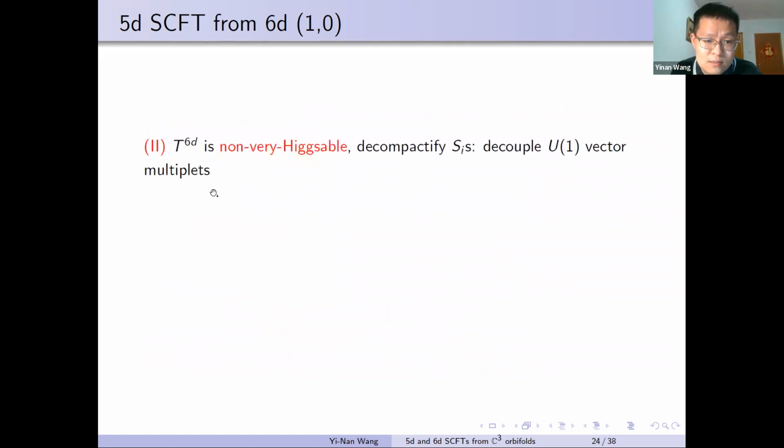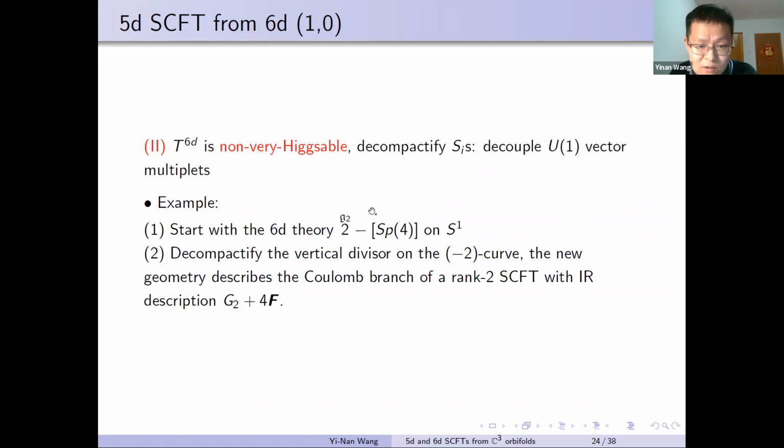And then when T6D is non-very Higgsable, then we need to decompactify a certain number of compact 4-cycles. And physically, in the 5D picture, this corresponds to decoupling a number of U(1) vector multiplets. As an example, we start with this non-very Higgsable theory. All right, it's really hard to pronounce. So this is just a G2 gauge group on a -3 curve, and we put it on a circle. Then we have to decompactify the vertical divisor over the -3 curve. And the new geometry will describe a rank 2 SCFT with IR description of G2 plus 4 flavors.